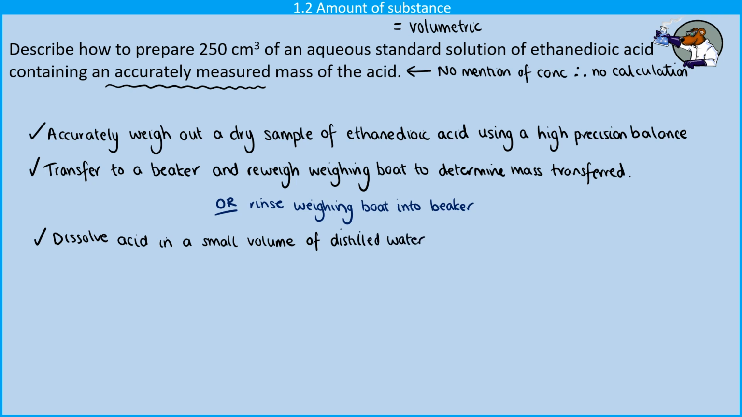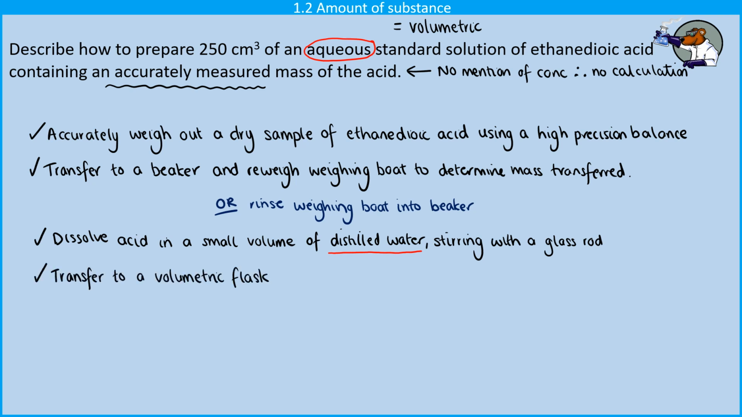So you're going to add that distilled water or deionized water because of course this is an aqueous standard solution, which is the only kind of standard solution you really make in year 12 and year 13, but it's crucial that you're not talking about dissolving this acid in any solvent other than water. And in order to help it to dissolve, you're probably going to use a glass stirring rod to stir it and make it dissolve faster.